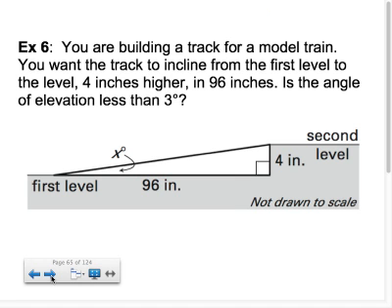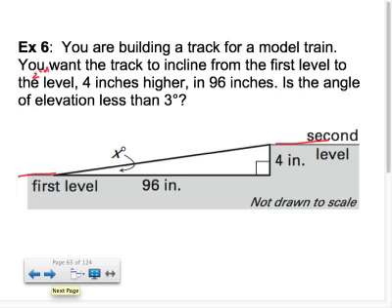Example 6 says you are building a track for a model train. You want the track to incline from the first level to the level 4 inches higher in 96 inches. Is the angle of elevation less than 3 degrees? The wording of that problem is a little bit confusing. You go from first level to second level. This should be second level. That's why I was confused there. Doesn't make a whole lot of sense to say from the first level to the level. Okay, so it's 4 inches.